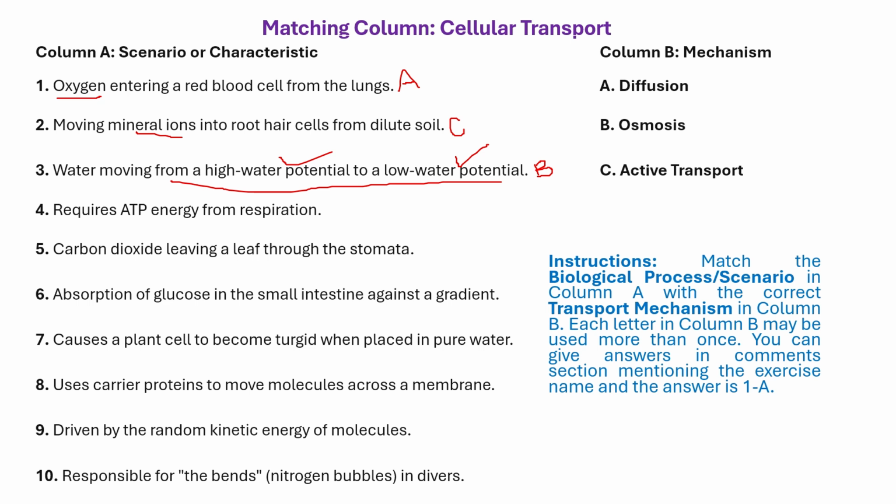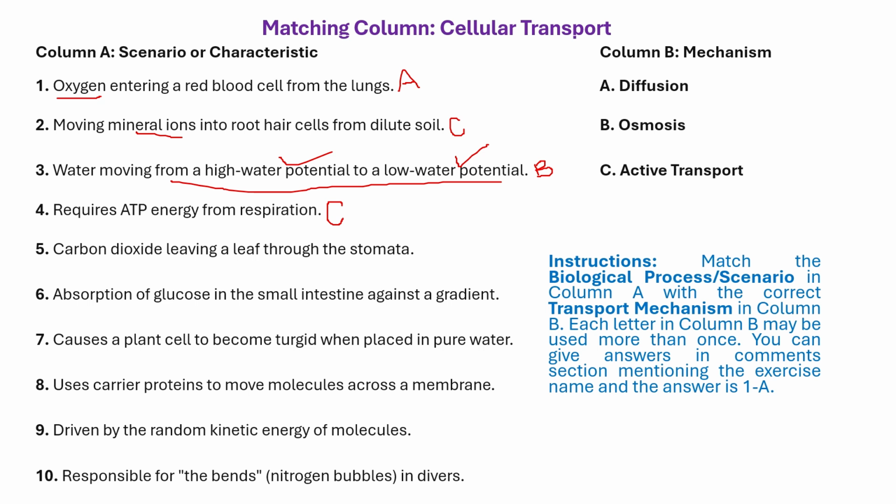The fourth question is what requires ATP energy from respiration? The answer is C, because ATP is required for the process of active transport. So for question number 4, the answer is C.